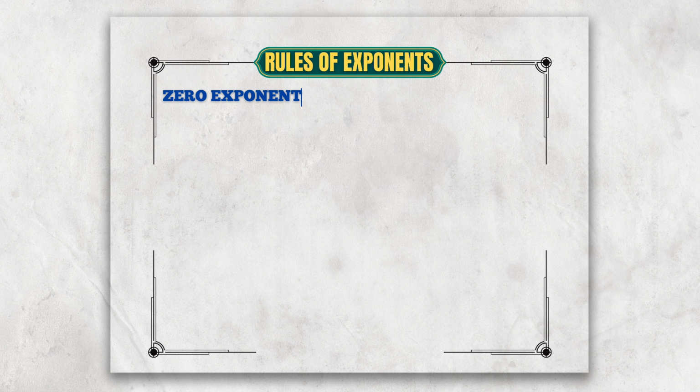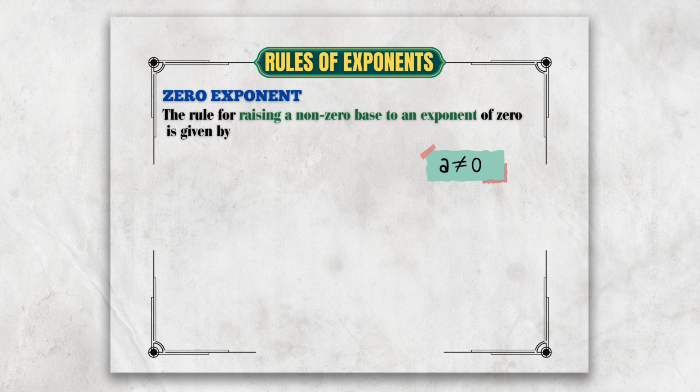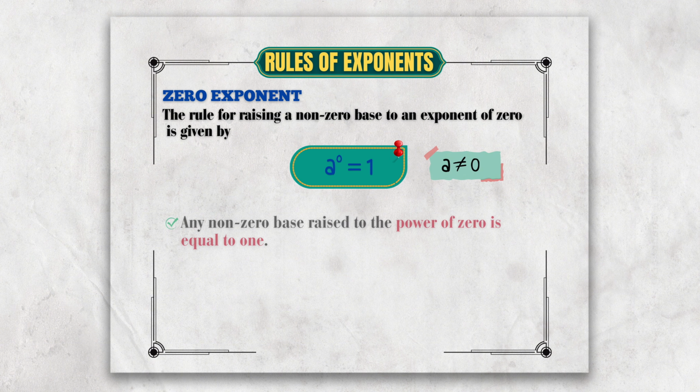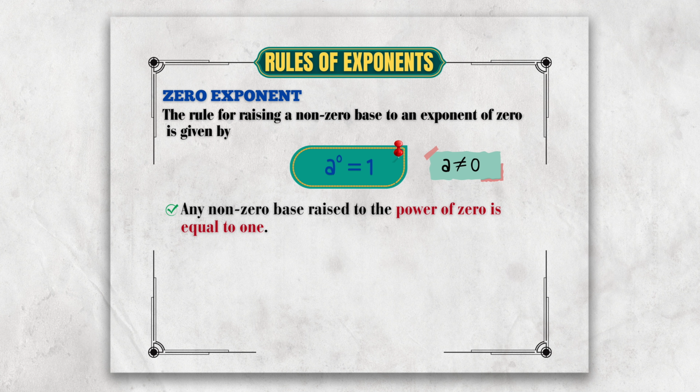Finally, we have the zero exponent rule. If a does not equal 0, then a raised to the power 0 is 1. That is, any non-zero number raised to the power 0 is equal to 1. Here are some examples.